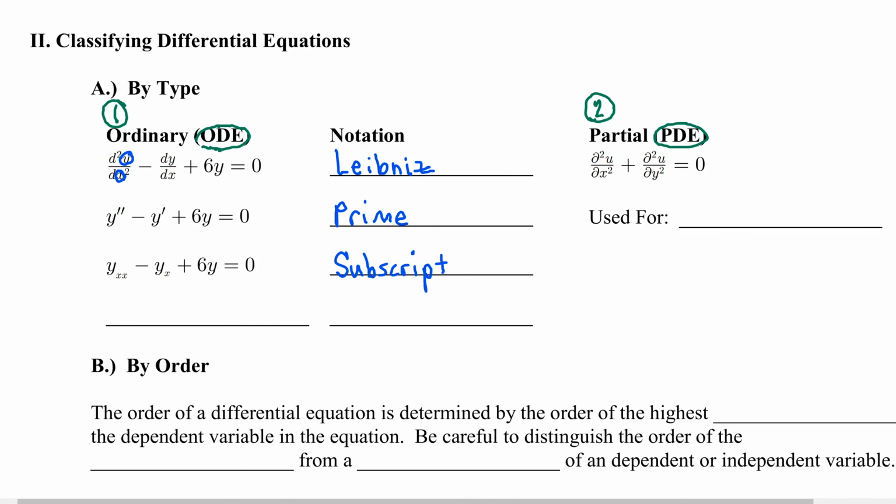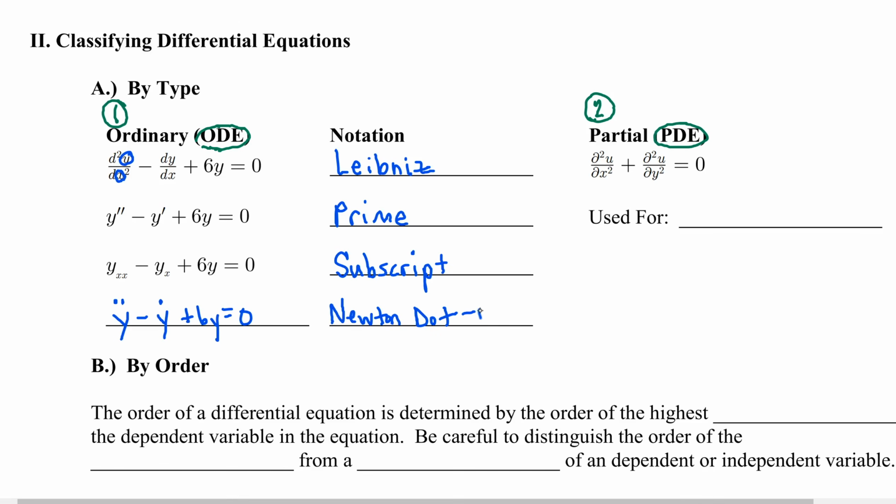Now the last type of notation that we're going to consider is something that you'll probably see more in a physics class. It's called dot notation. The second derivative is denoted as y double dot. The first derivative then would be y dot. So again, these are four different ways of denoting the same differential equation. We call this Newton dot notation.